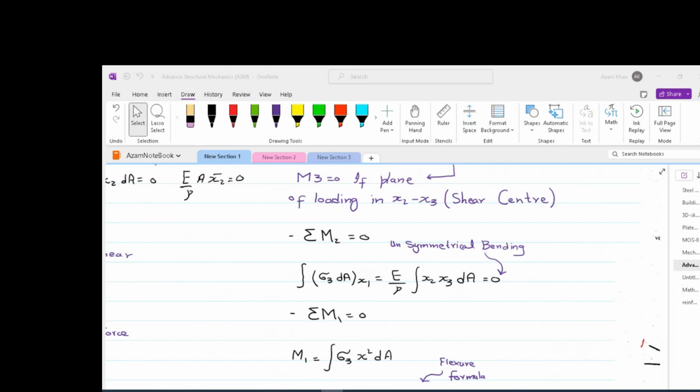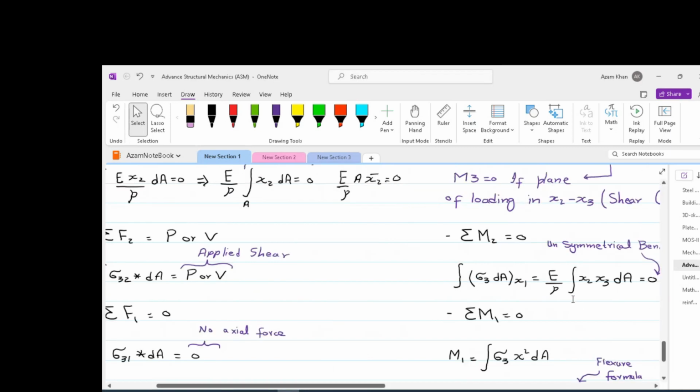This integral x2 x3 dA is the product of inertia, which is 0 only if x2 or x3 is an axis of symmetry or a principal axis. Let us elaborate on the product of inertia. Product of inertia, the integral of x2 times x3 dA, must be equal to 0. The same argument applies that E by rho can't be equal to 0.